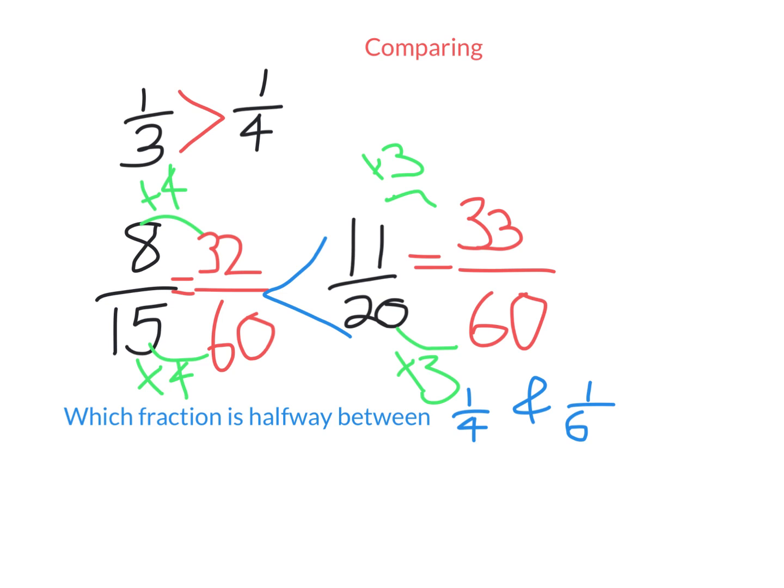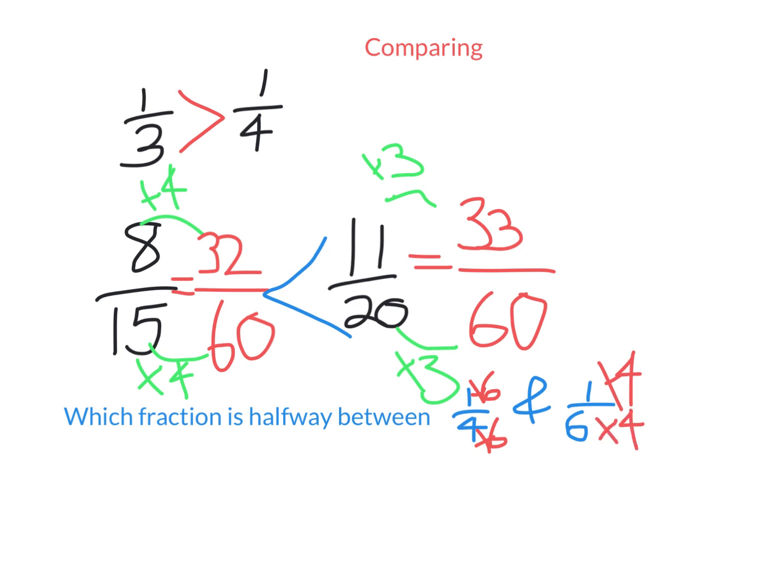What I'm going to do here is use equivalent fractions. When I'm looking for a fraction halfway between, I'm going to times top and bottom of this fraction by the denominator of the other fraction. So top and bottom by 6. Here I'm going to times top and bottom by 4, the denominator of the other fraction. So what you do to the top, you must do to the bottom.